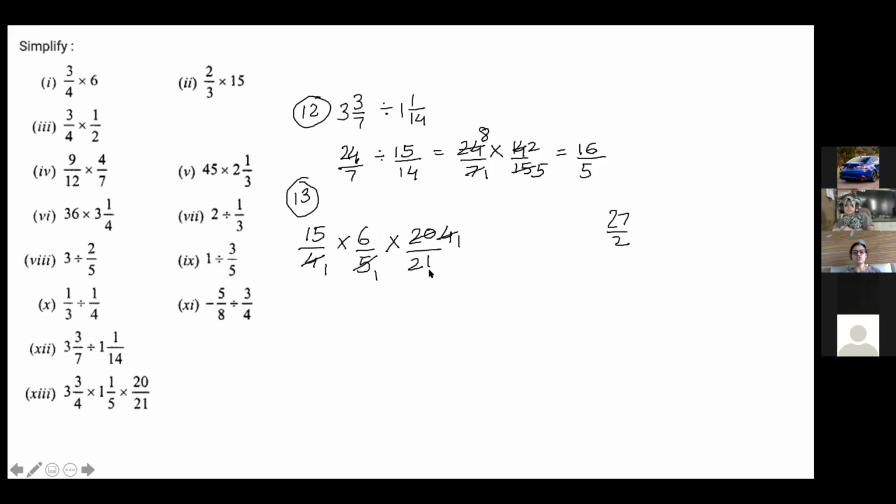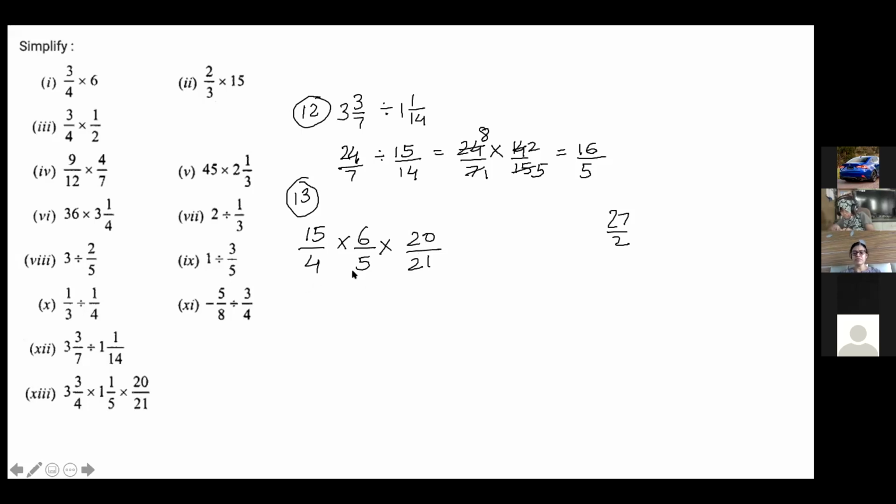Ma'am, can you do it again? I cannot listen to anything. I'll have to erase it. Ma'am, 21 and 15 by 3. Now just pay attention. I have to do it again and again. It's a wastage of time. Just pay attention when I'm doing it. Rubbing and doing again. What was it? 15 by 4, 6 by 5, 20 upon 21.